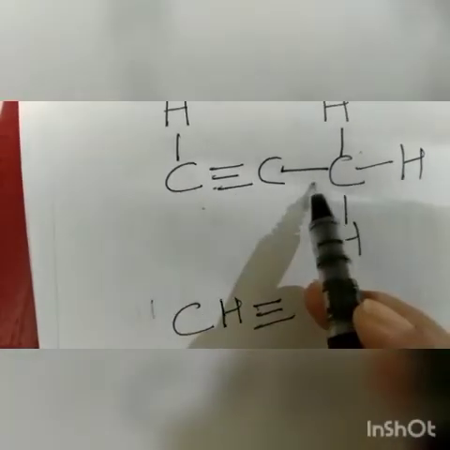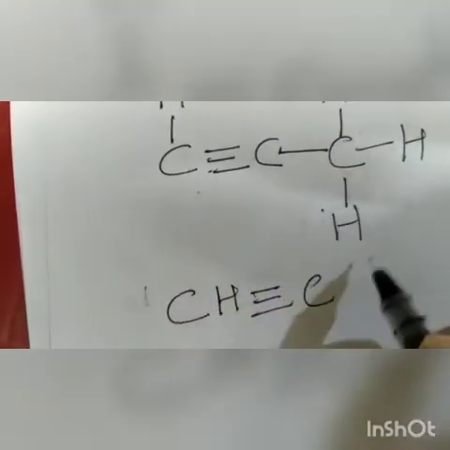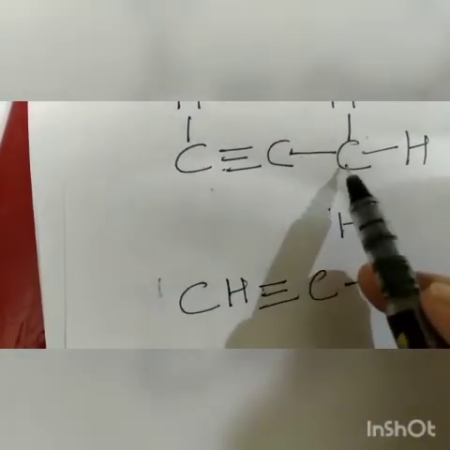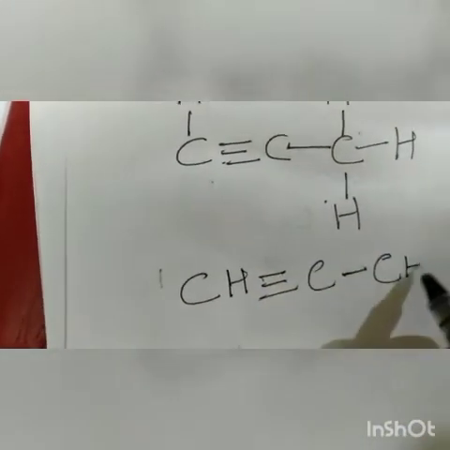Okay, now how will you write in a shorter form? CH, this carbon and this carbon are linked with a triple bond. Then this carbon and this carbon are linked with a single bond, and in this carbon atom there are 3 hydrogen. So again, you can write C3H4. I hope it is clear to all of you.